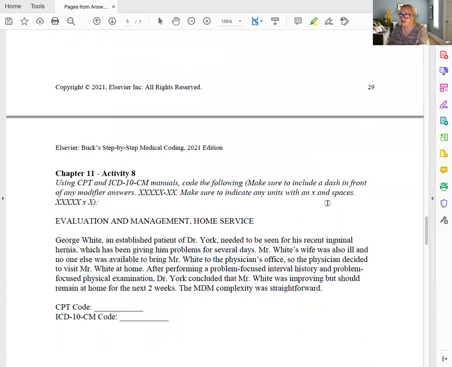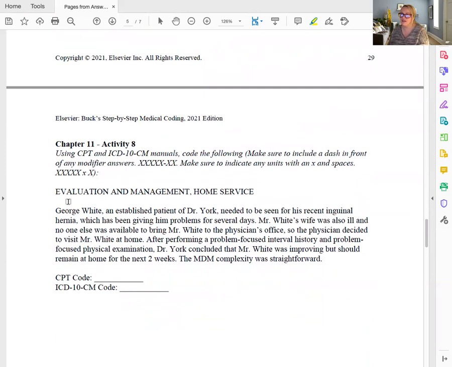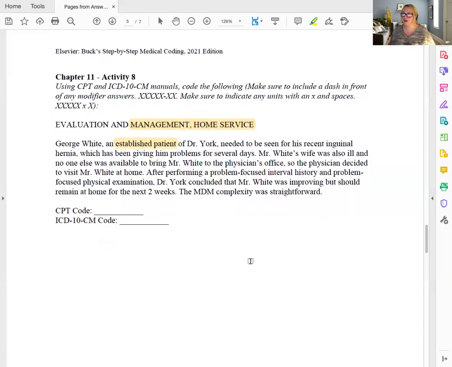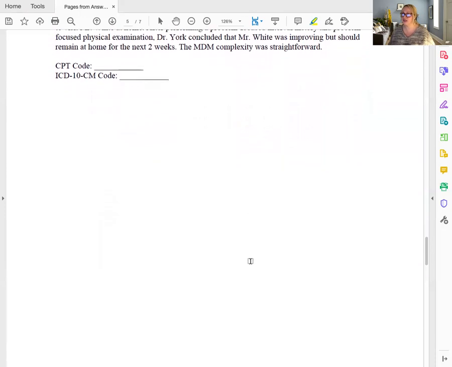Let's look at our next one. Our next one here is an evaluation and management service for a home visit. Since this is a home visit, I'm going to go to my office or my home visits, E&M services under home, and look for the appropriate level of service based on the fact that this is an established patient and based off of the documentation that's indicated. Since we're looking at office and other outpatient services, home visits would not fall under those. So I'm going to skip this one now, but make sure you do this in your assignments.